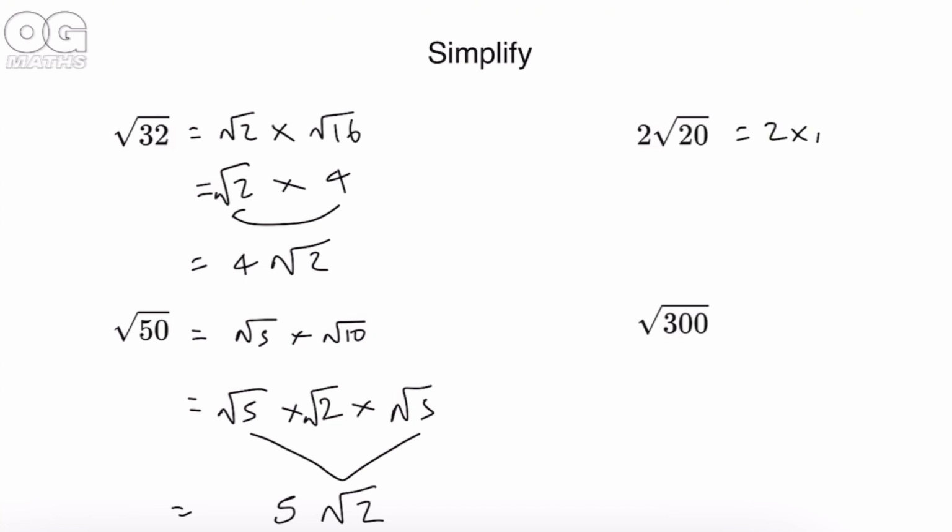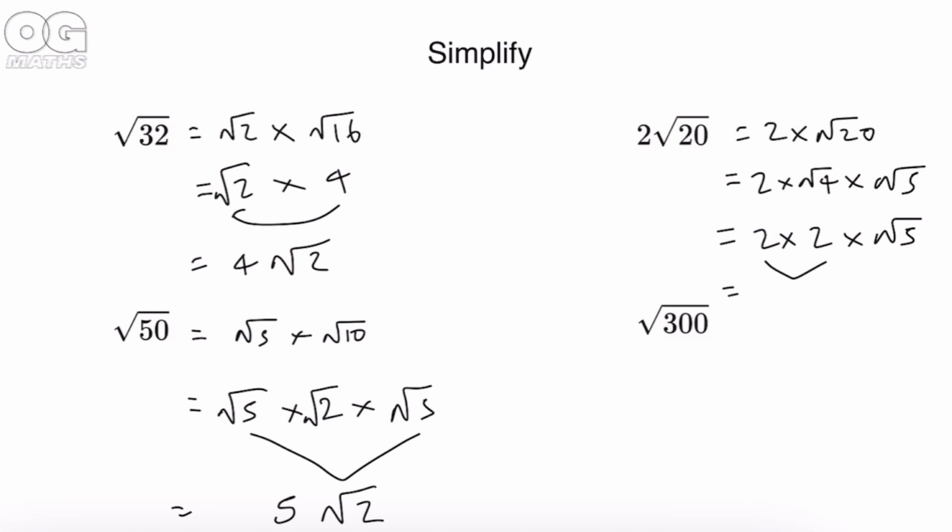We've got 2 root 20, which is 2 times root 20. So that becomes 2 root, and we simplify that root 20 as root 4 times root 5. We know root 4 is 2, and root 5 just stays as root 5. We can't simplify that any further, so that becomes 2 times 2, which is 4, and that's 4 root 5. I'm not going to write 4 times root 5, it's just 4 root 5.